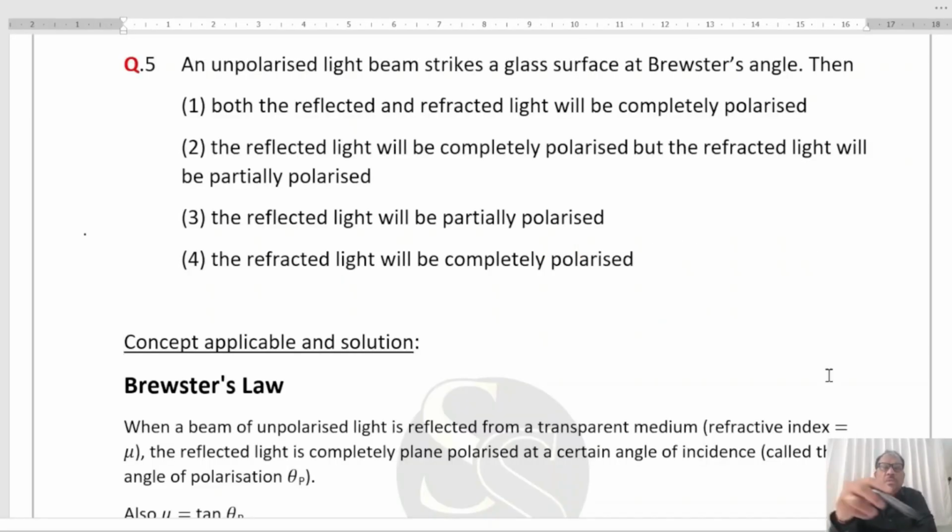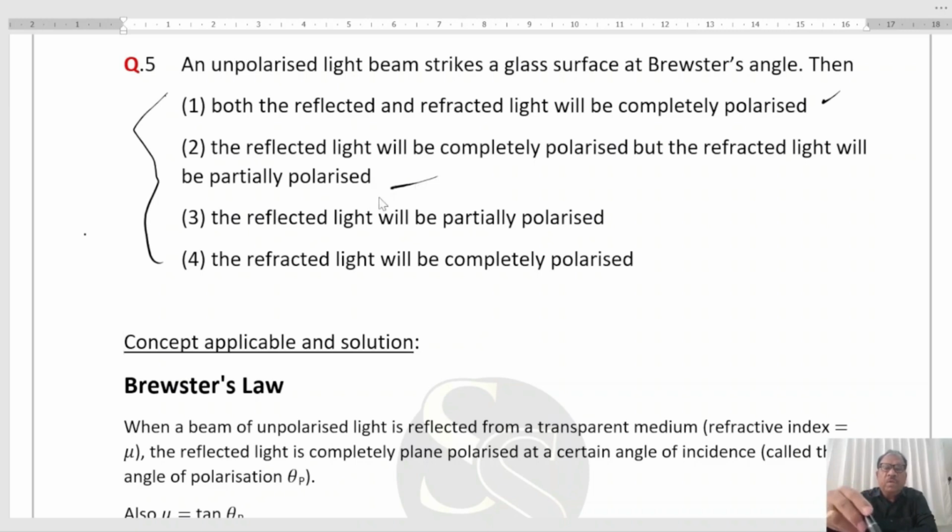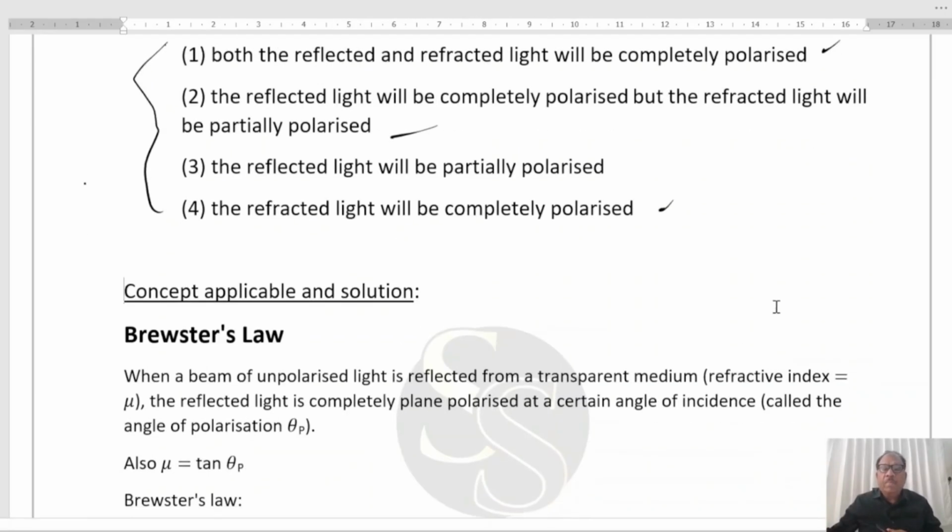Now the question is, an unpolarized light beam strikes a glass surface at Brewster's angle. Four options are given: both the reflected and refracted light will be completely polarized; the reflected light will be completely polarized, but the refracted light will be partially polarized; reflected light will be partially polarized, refracted light will be completely polarized. One of the options is correct, right?